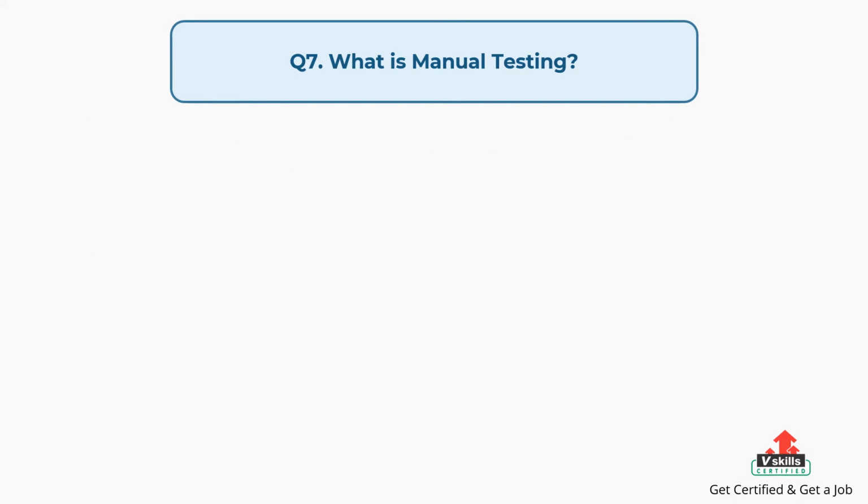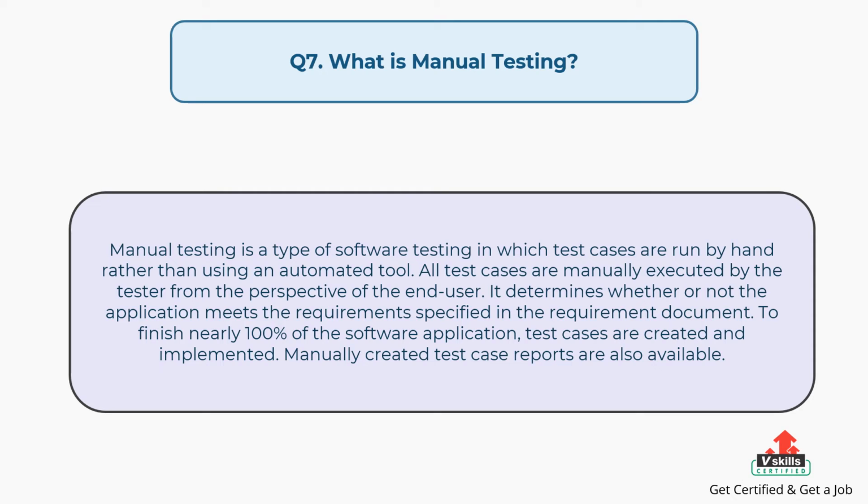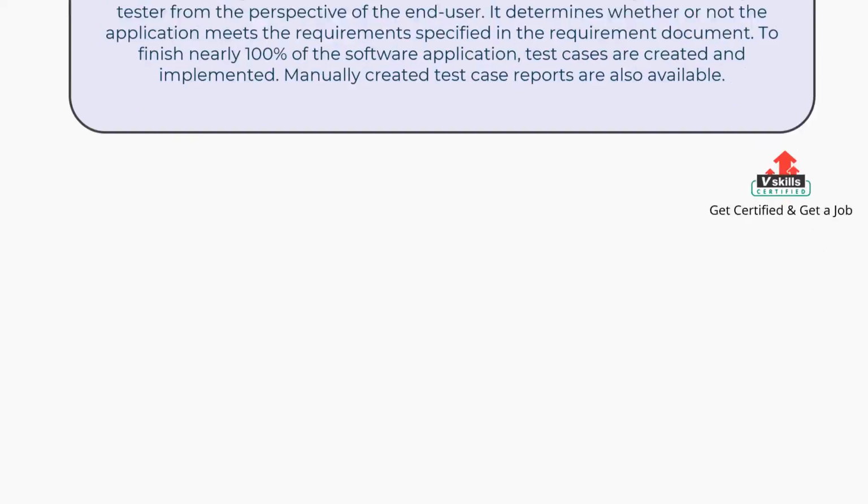Question number 7. What is manual testing? The answer is: manual testing is a type of software testing in which test cases are run by hand rather than using an automated tool. All test cases are manually executed by the tester from the perspective of the end user. It determines whether or not the application meets the requirements specified in the required document. To finish nearly 100% of the software application, test cases are created and implemented. Manually created test case reports are also available.